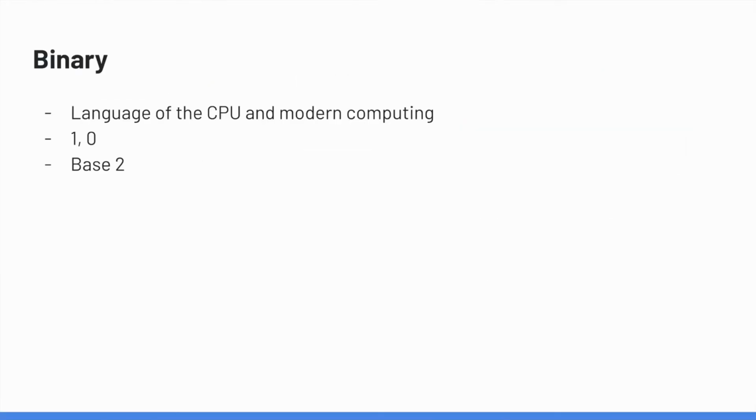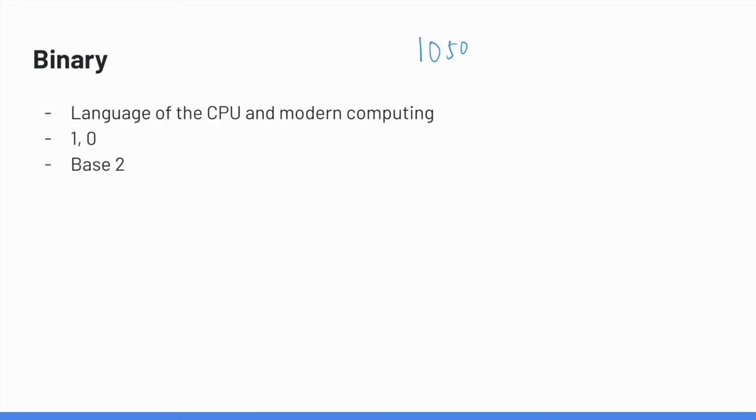So next what we're going to talk about is binary. And binary is important because this is the language of the CPU and modern computing. So whenever we write some code in a programming language and we have it execute in our computer, that code is being converted to binary, which is essentially a series of ones and zeros. And binary itself is a base 2 method of expressing values. And this is in contrast to the normal decimal values we use, like 1050, which is expressing values in base 10.